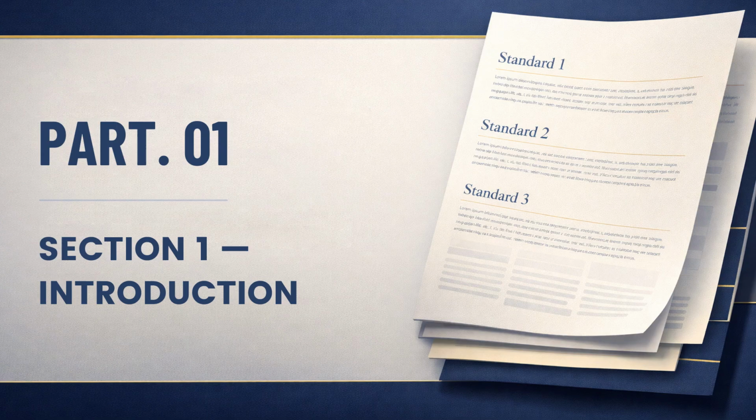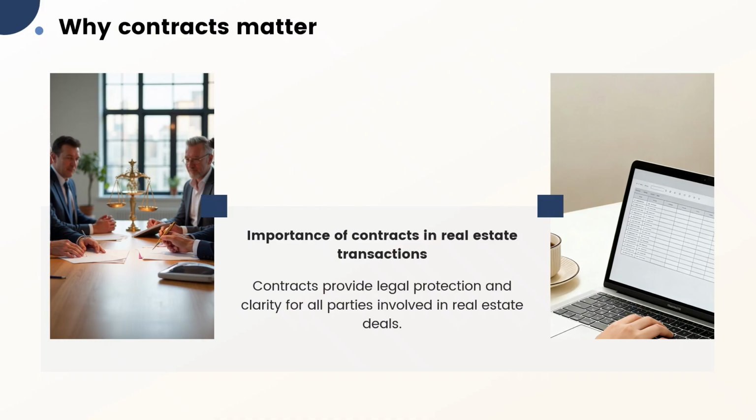All right, so let's start with the big picture. Before we get into definitions and contract types, we need to understand why contracts matter so much in real estate. Because honestly, real estate without contracts would be a mess. Contracts provide protections and clarity for everyone involved. The buyer knows what they're buying, the seller knows what they're selling, the broker knows their role, and everyone knows the deadline, responsibility, and terms. Without a contract, people would be relying on memory and verbal promises, and we all know how that's going to go. So, contracts help keep the transaction organized and legally protected.